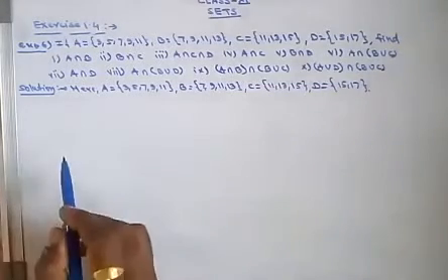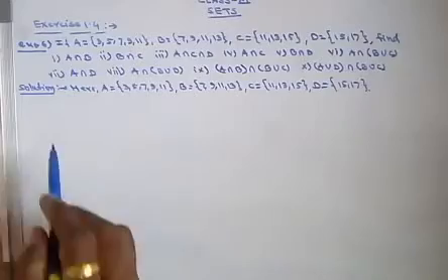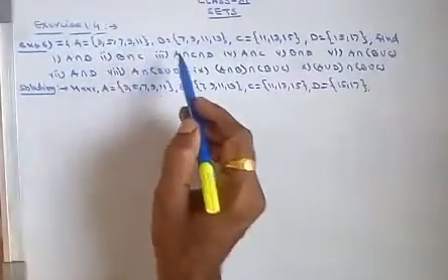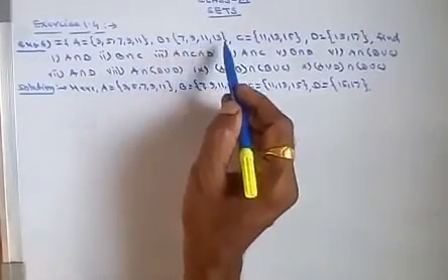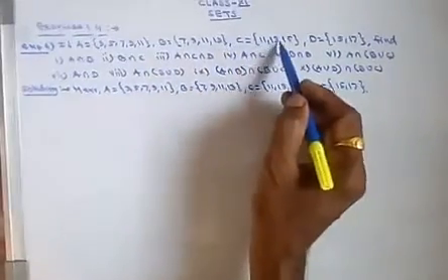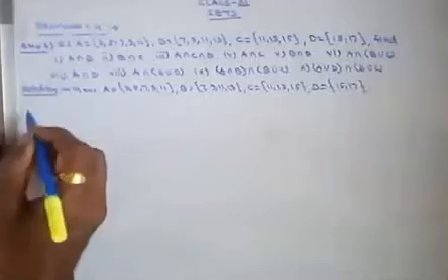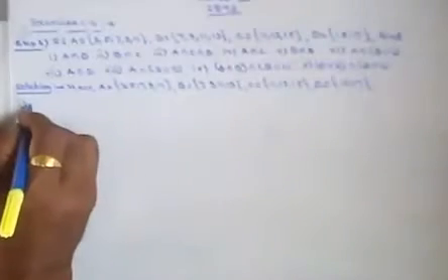Students, now see next question. Question number 6. If capital A is equal to {3, 5, 7, 9, 11}, this is the set. B set is containing 7, 9, 11, 13. C contains 11, 13, 15 elements and D contains 15 and 17, these two elements. Find A union B, A intersection B.